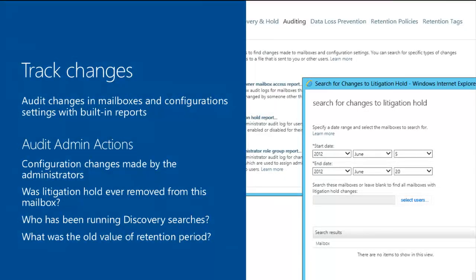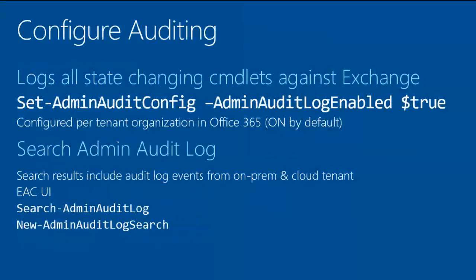You can also get to reports, what's shown on the screen on the right. Very simple to use. It's all available in the EAC. You can also use PowerShell to do custom searches of the admin audit log. Only get the events you want. How do you configure auditing? Like we said, it's on by default. If it wasn't, you could do Set-AdminAuditLogConfig -AdminAuditLogEnabled $true.